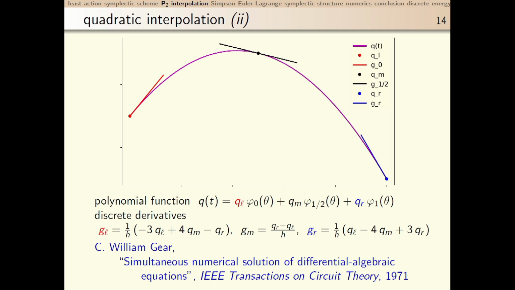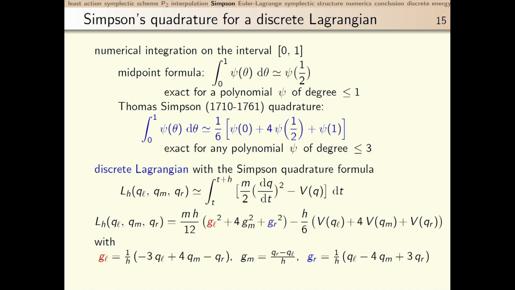Therefore, from the given values of your function, you consider this magenta curve, which is a P2 interpolation, and you have this derivative at the left in red, the derivative at the right in blue, and the derivative at the middle in black. And at the left, you see that the derivative is exactly the upwind scheme proposed by Gear in the 70s. And in the middle, you recover the usual scheme with the P1 interpolation.